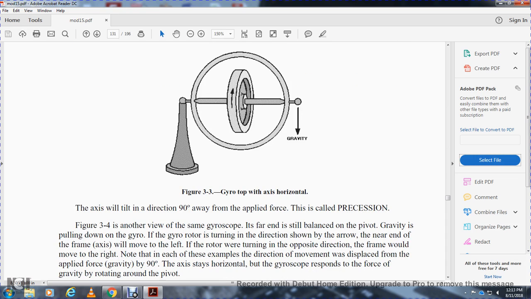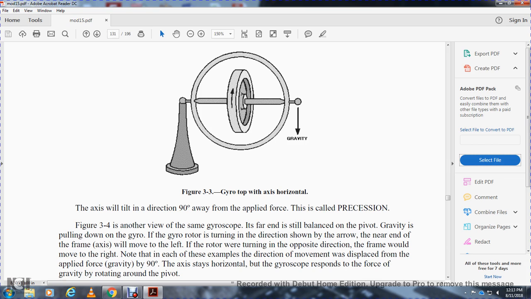Note that the axis will tilt in a direction 90 degrees away from the applied force, which is precession. Figure 3-4 shows another view of the gyroscope, still bound with the pivot. Gravity pulls down on the gyro rotor, turning in the direction shown. The near side of the rotor moves to the left, while the far side moves in the opposite direction, to the right.